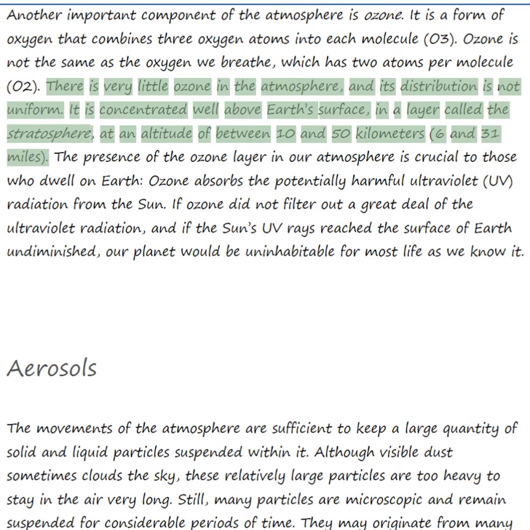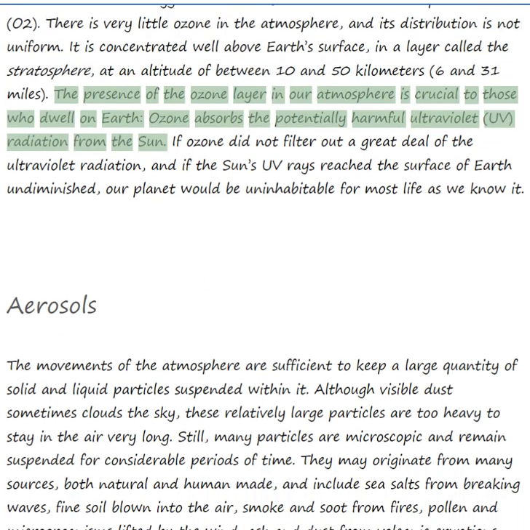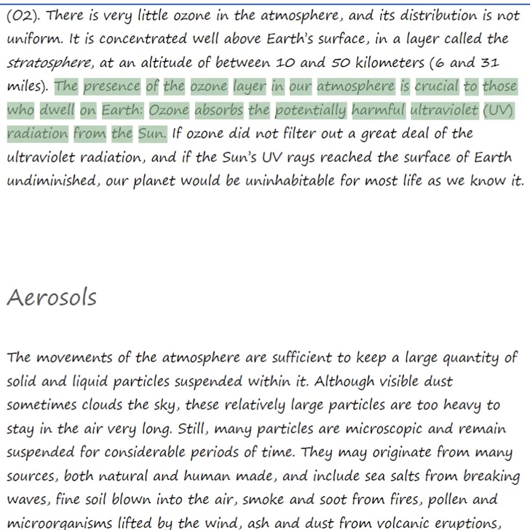There is very little ozone in the atmosphere, and its distribution is not uniform. It is concentrated well above Earth's surface, in a layer called the stratosphere, at an altitude of between 10 and 50 kilometers. The presence of the ozone layer in our atmosphere is crucial to those who dwell on Earth.